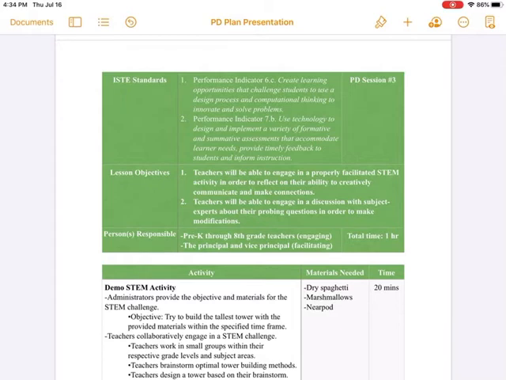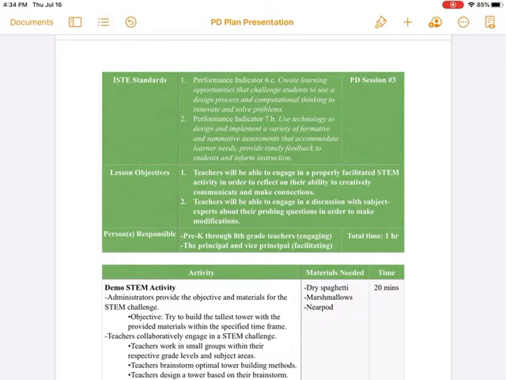In terms of my own development of the professional development session, I focused on 2 specific ISTE standards. First, to create learning opportunities that challenge students or teachers to use a design process and computational thinking to innovate and solve problems, and then use technology to design and implement a variety of formative and summative assessments that accommodate learner needs, provide timely feedback to students, and inform instruction.